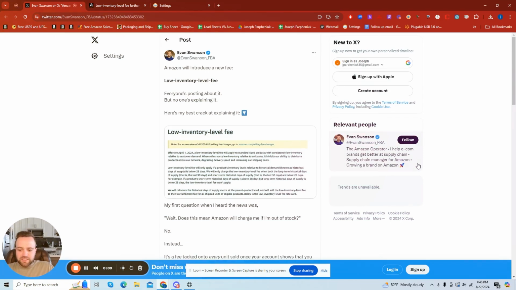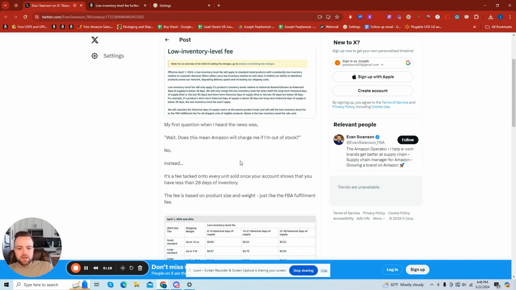Let's get into it. So this is the new fee structure that a lot of people are talking about, but not a lot of people are explaining how to navigate it and how it's going to affect you. So I came across this really good Twitter thread on the fee structure, and it helped me understand it. And I'm going to explain it to you guys so it helps you understand it. So basically, what it means is that if you are staying below this 28 days level of historical supply, then you are going to be tacked on a fee on top of your FBA fee. So that is essentially what it means.